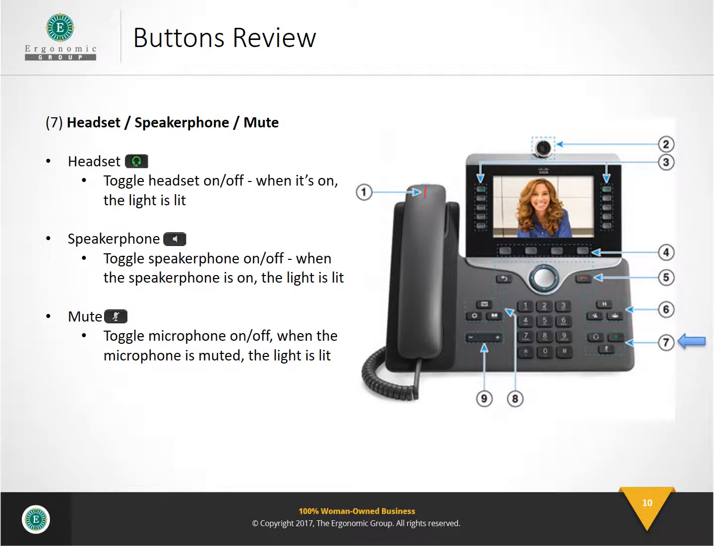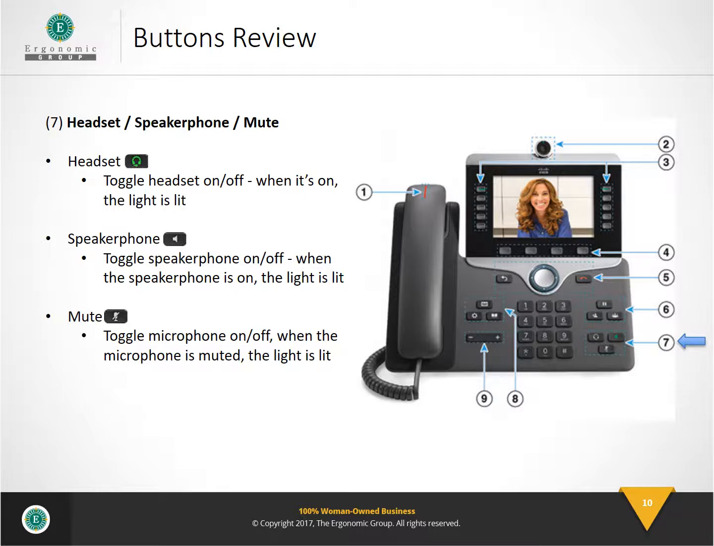The headset, speakerphone, and mute buttons. These are located just below the hold and conference buttons. The headset button. This is used to toggle your headset on and off. When your headset is on, the light is lit.